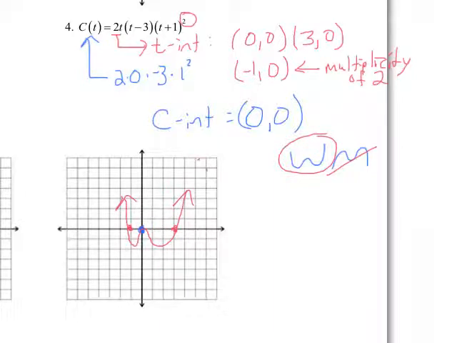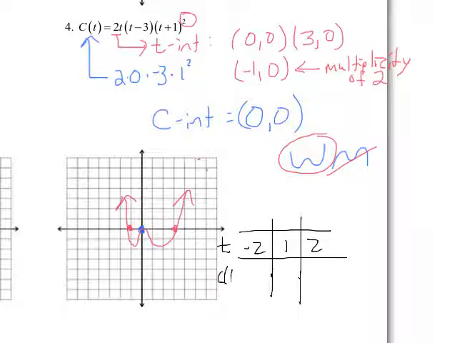Yeah, let's do that. Let's make a nice table of values. Let's plug in those values of -2, 1, and 2, just to see if we can create a more accurate drawing. So if those are our t's, then c of t is, this would be 20, this would be -16, and this would be -36.